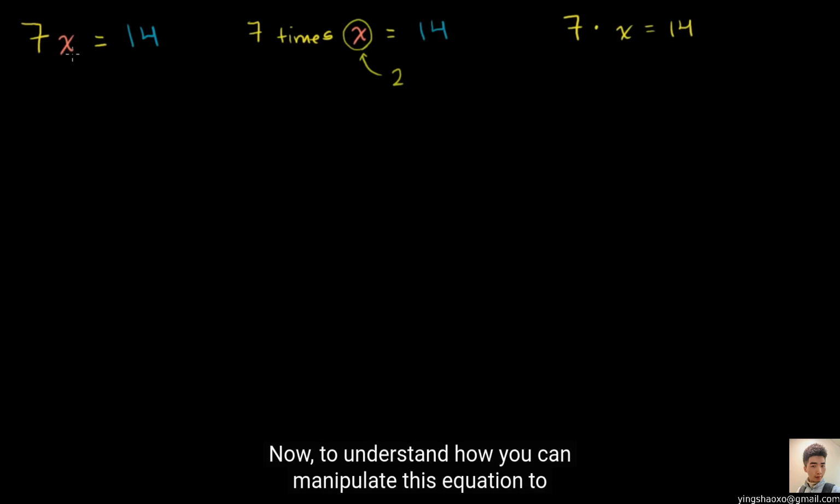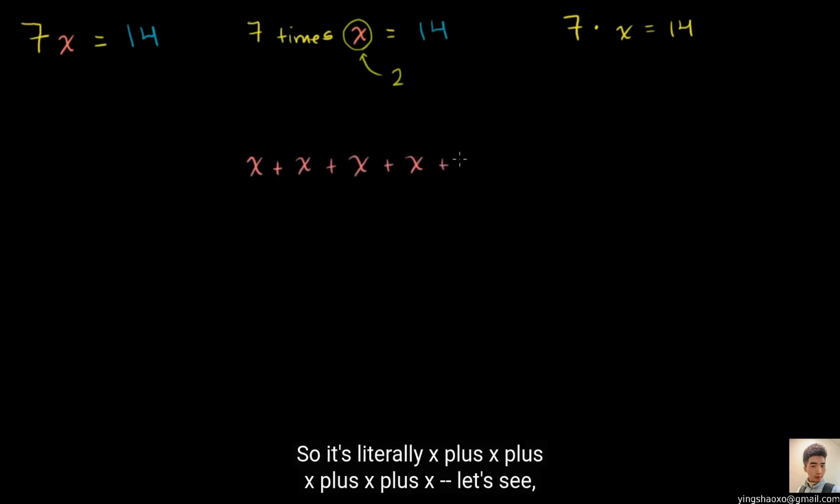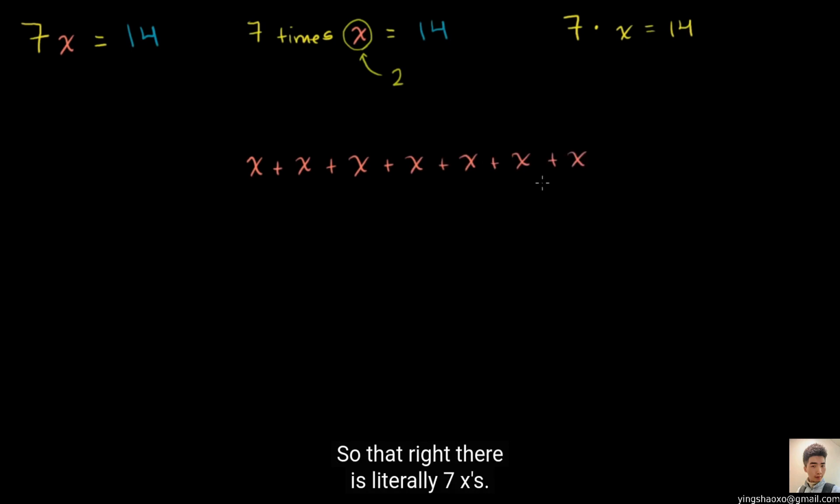Now, let's understand how you can manipulate this. Let's visualize it. So 7 times x, what is that? That literally means x added to itself 7 times. That's the definition of multiplication. Literally x plus x plus x plus x plus x plus x plus x. So that right there is literally 7x.